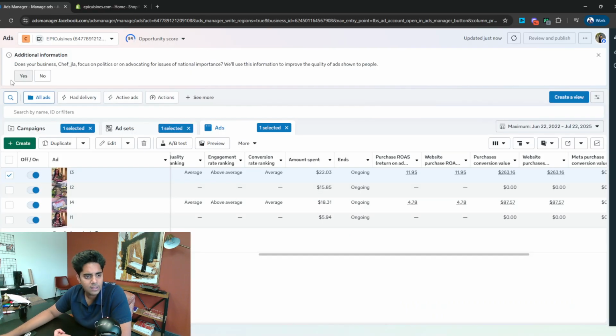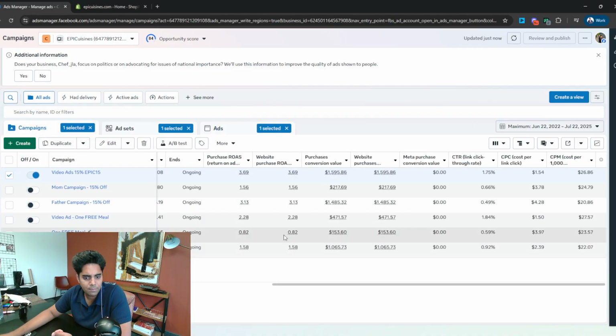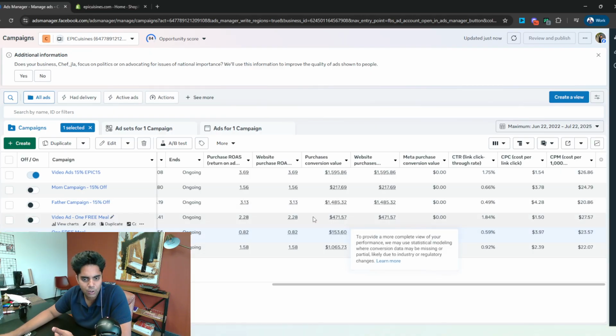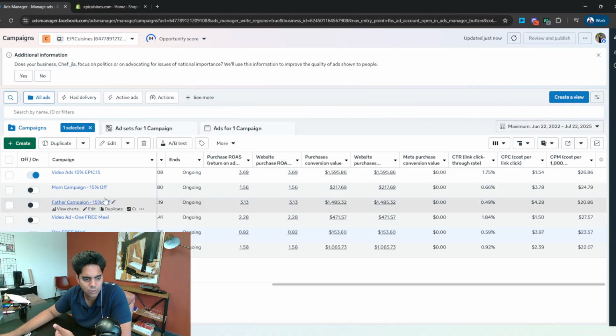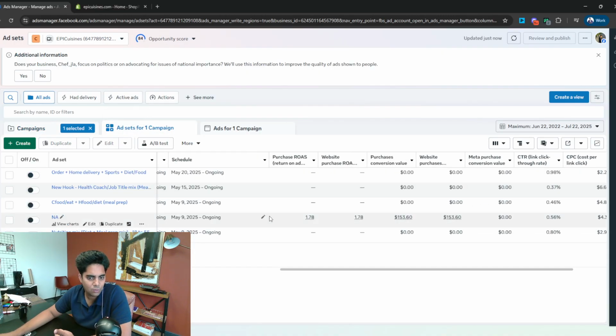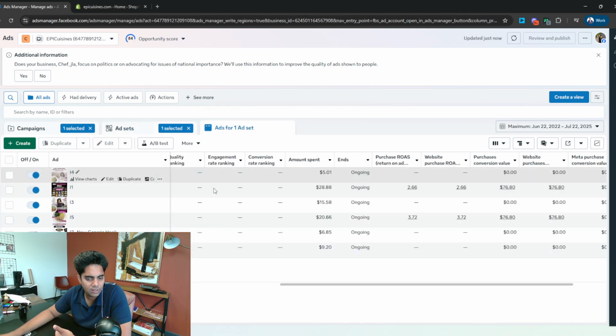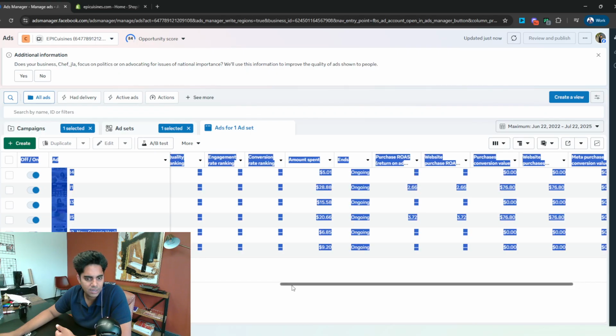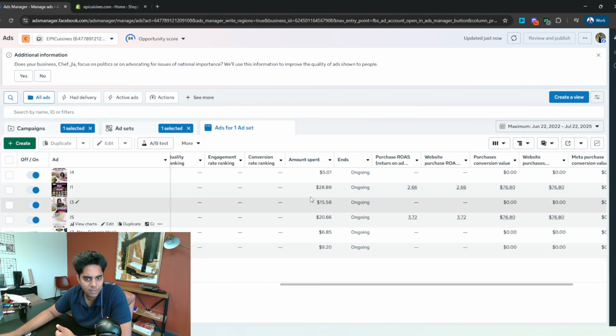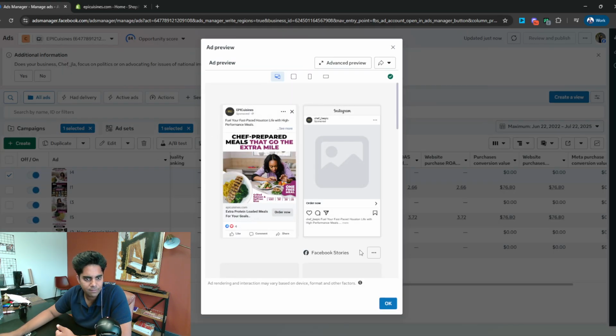Okay, so that's a good ad. Now let's look at a bad ad. So this got the least, 0.59%. Actually, this one's a little bit lower, but it got a good ROAS. This one, 0.82. So this one actually didn't work, right? So let's look at the ad level and let's see why it didn't work. Let's look at an ad that just completely flopped. It spent $5 here, and let's look at it.